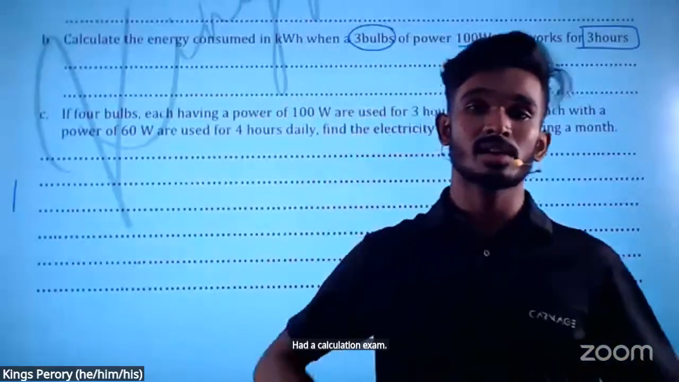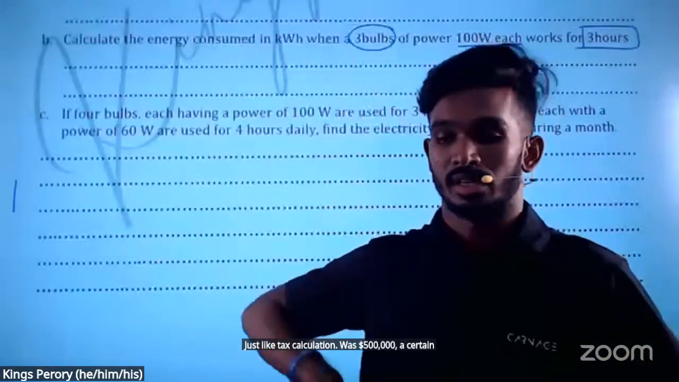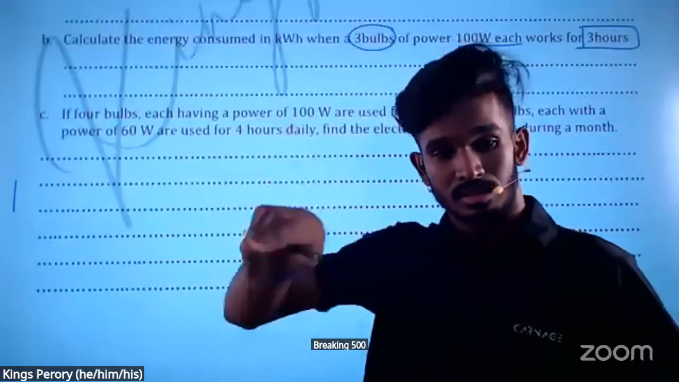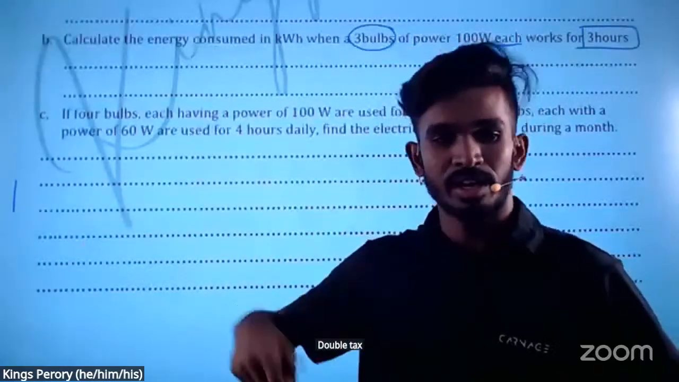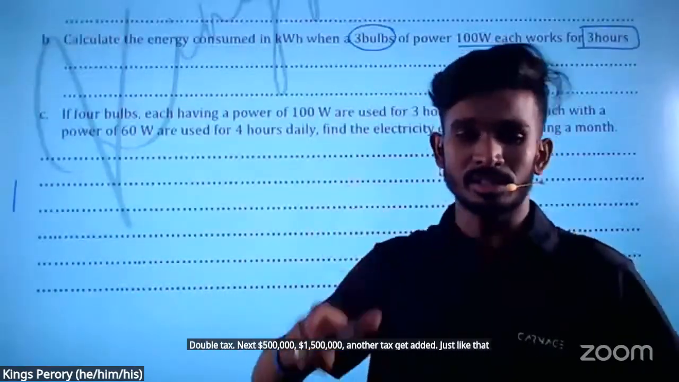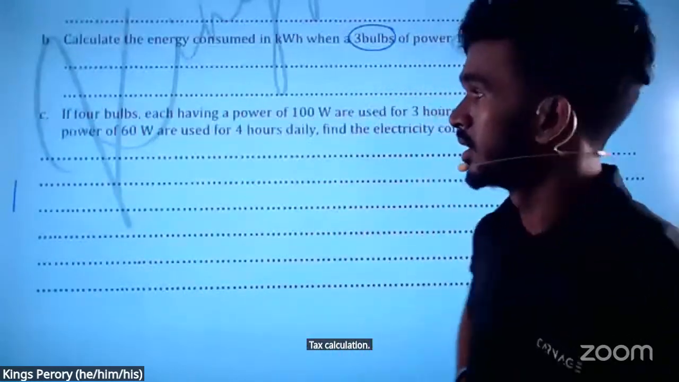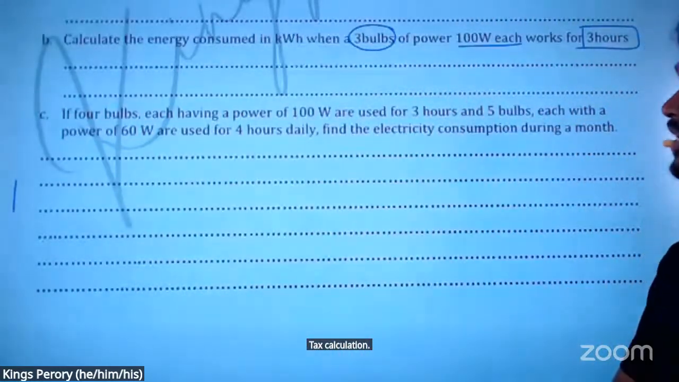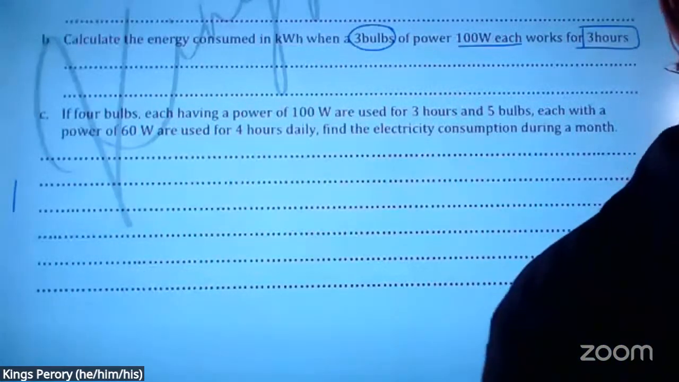Just like tax calculation. For the first 500,000, a certain amount of tax is there. For the second 500,000, additional tax gets added, double tax. For the next 500,000, up to 1,500,000, another tax gets added, just like that. I think in maths you all do tax calculation. Okay, do the question.